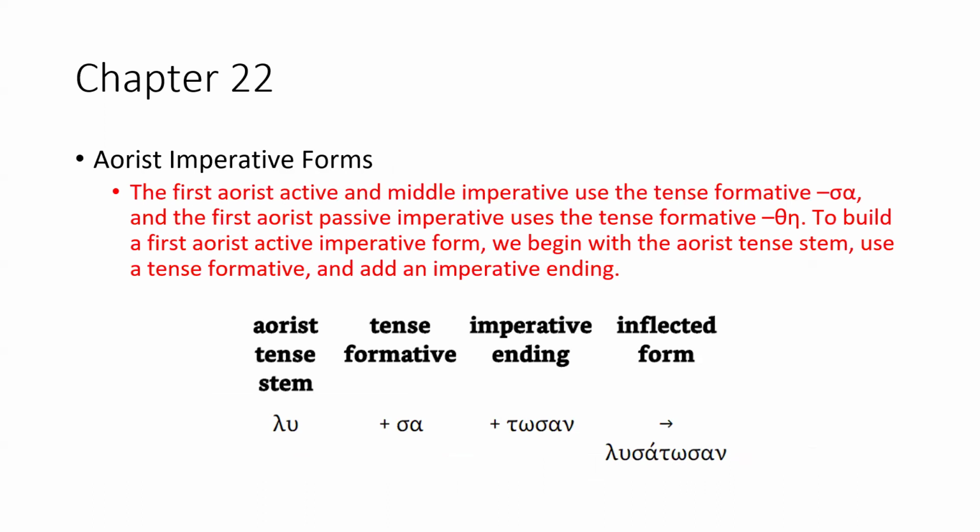For the aorist imperative forms, the first aorist active and middle imperative use the tense formative sa, and the first aorist passive imperative uses the tense formative the. To build a first aorist active imperative form, we begin with the aorist tense stem, use a tense formative, and add an imperative ending. So you've got the aorist tense stem lu, tense formative sa, imperative ending tosan, leading to the inflected form lusatosan.